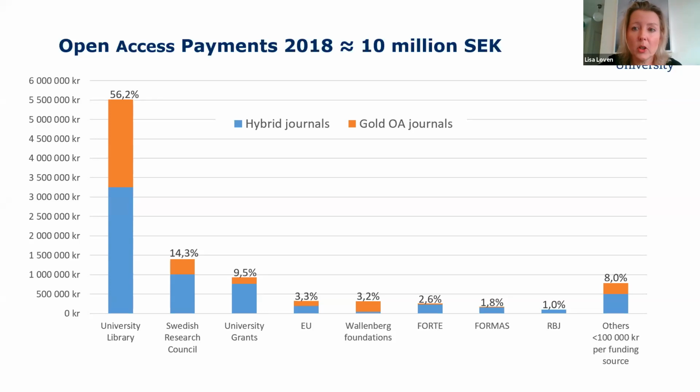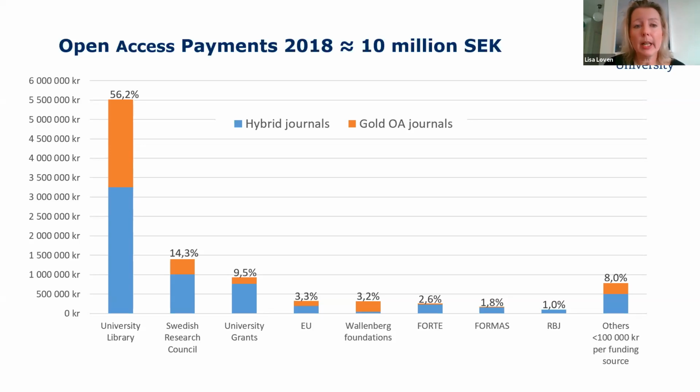What's interesting to know also is that as much as 93% of all payments came from public funds, and only 5% from private funds, and 3% from the EU. What do you say in English? Well, anyhow, the blue part is money paid for articles in hybrid journals. The orange part is money paid for articles in fully open access journals.